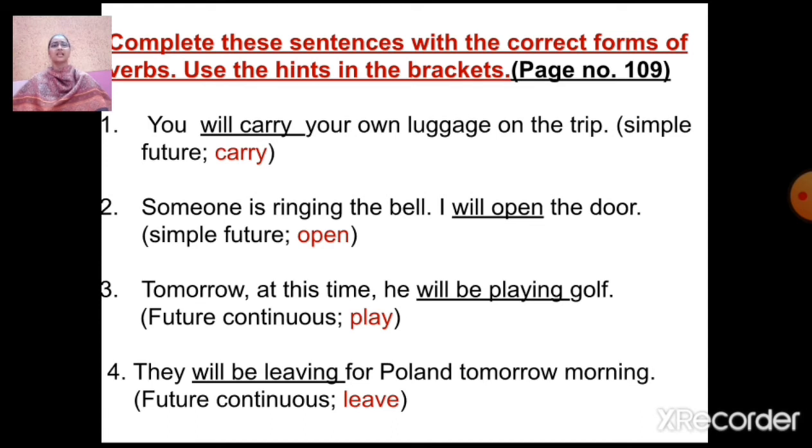Now the next is: they ___ for Poland tomorrow morning. Again we need to complete this with future continuous and the verb given is leave. So the answer will be: they will be leaving for Poland tomorrow morning.